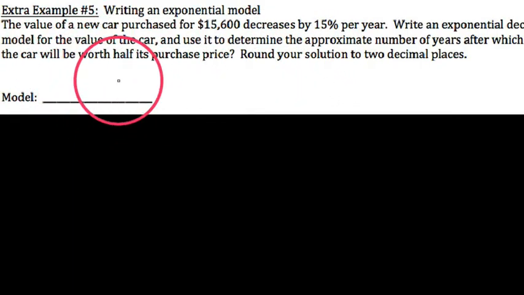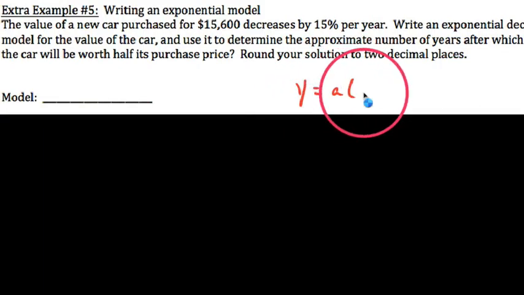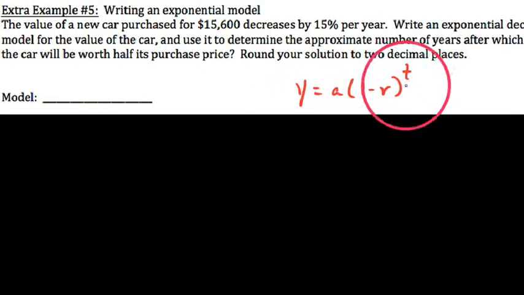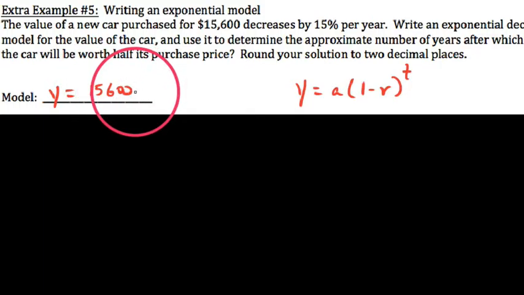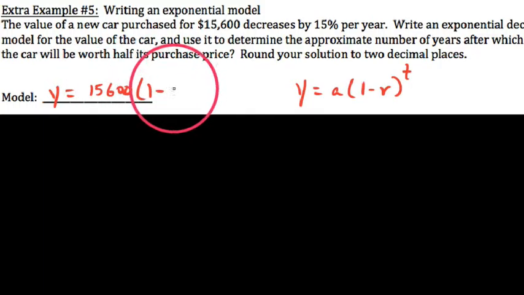So hitting play now, we say that the value of the purchase of a new car of $15,600 decreases by 15% per year. So what we're going to do is write an exponential decay model for the car and then use it to determine the approximate number of years after which the car will be worth half of its purchase price. So again, remember that our models are always y equals a, and in this case I'm going to go 1 minus r to the t. But in this case, our model, y, or f of x, is equal to our initial amount, which is $15,600, times 1 minus our rate, and our rate in this case is 15%.